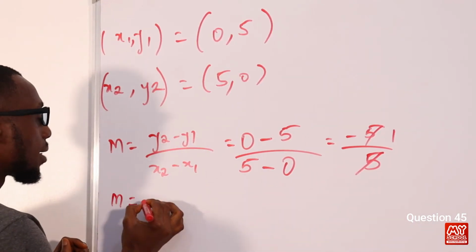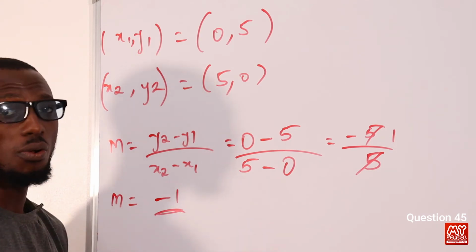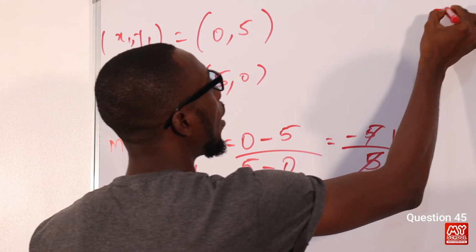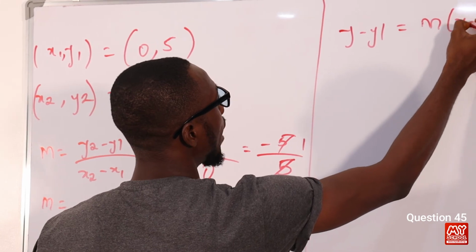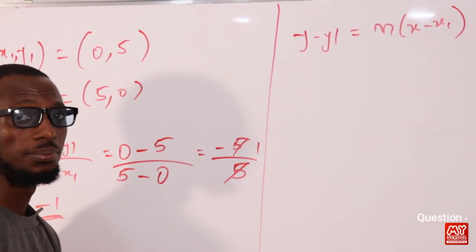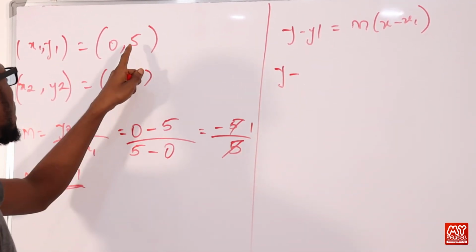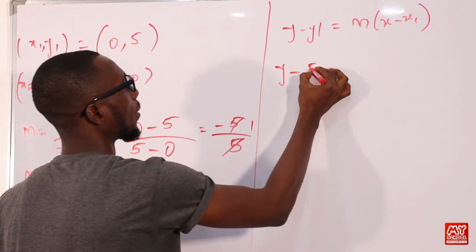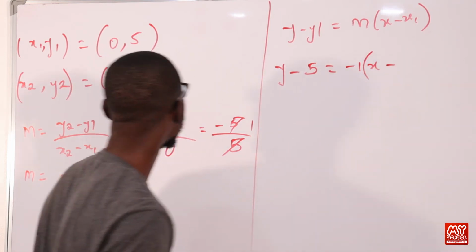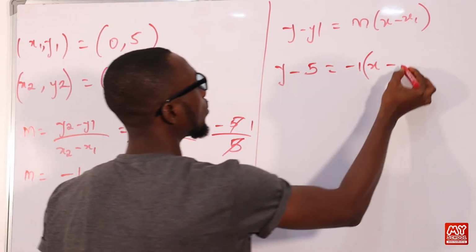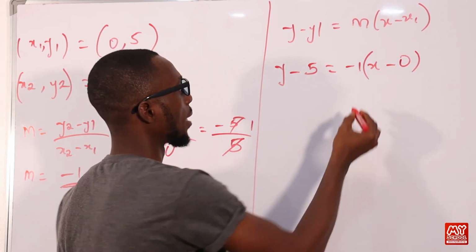So our slope m is giving us what? Minus 1. So remember for the point slope, what we'll be using will be this formula: y minus y1 equals m into brackets x minus x1. Okay, so let's just plug it in. We have y minus the y1, remember, that is 5. The slope is minus 1 into brackets x minus x1. What is x1? That is 0. So x minus 0 is still x. x times minus 1 is still minus x.